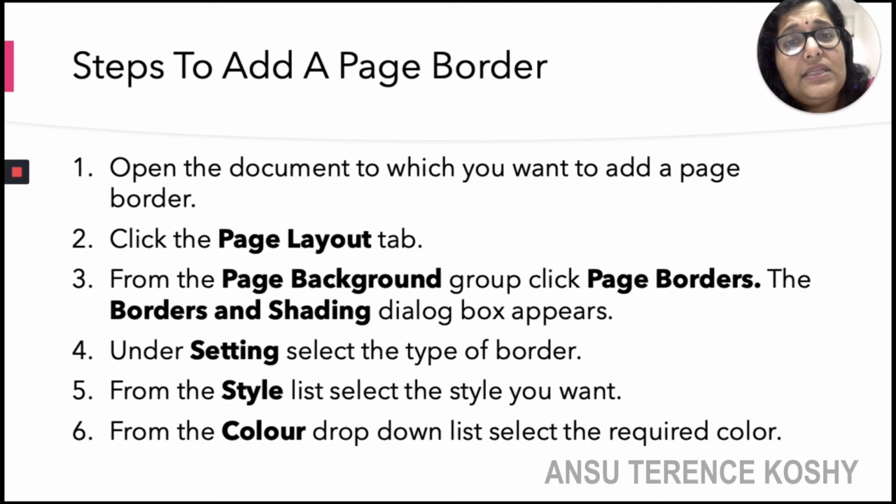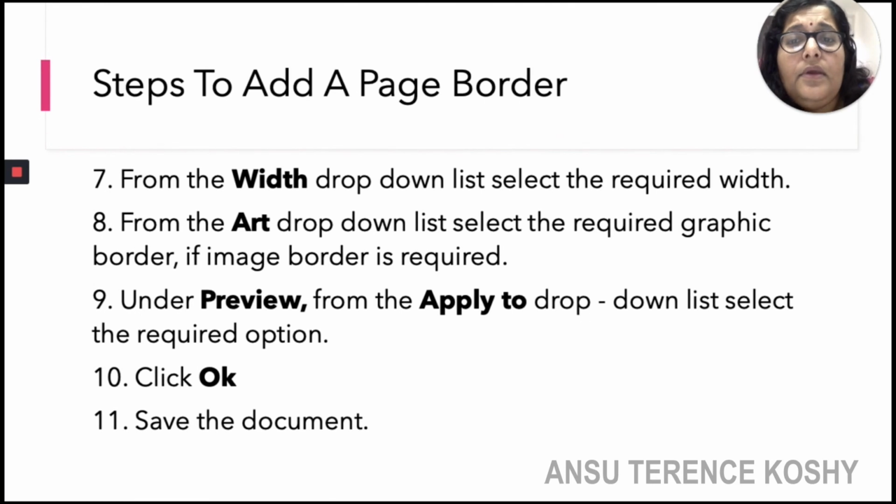From that you can check the style which you want, in which way your border should look like. And from the color drop down list, you can select the color of the border that you require. From the width drop down list, select the required width. From the list that comes, you have to select the required width you want. Once you have selected the border you like and the color you like, the next step is you have to find the thickness. For that, you have to enter the thickness from the drop down list.